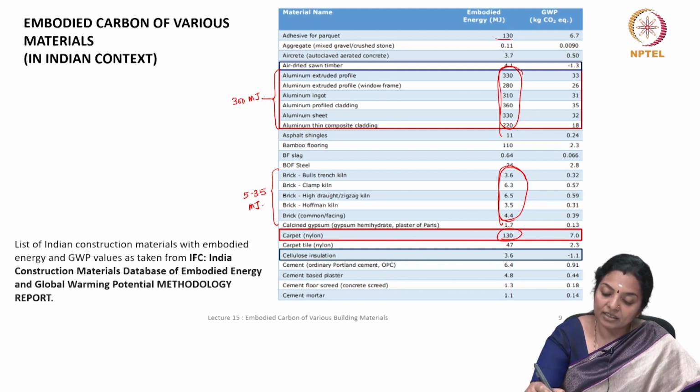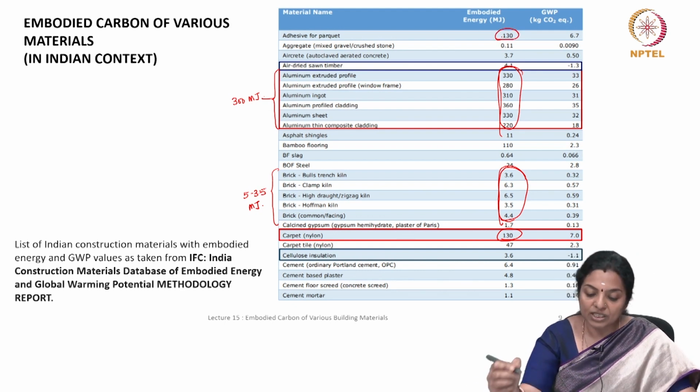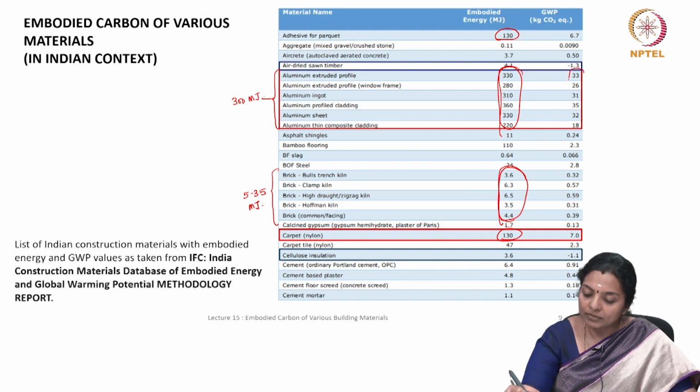Adhesives are another compound that is used in the building sector, which has very high embodied energy. And if we look at the global warming potential, aluminum seems to have a very, very high global warming potential, to the tune of about 30 to 35 carbon dioxide equivalent.